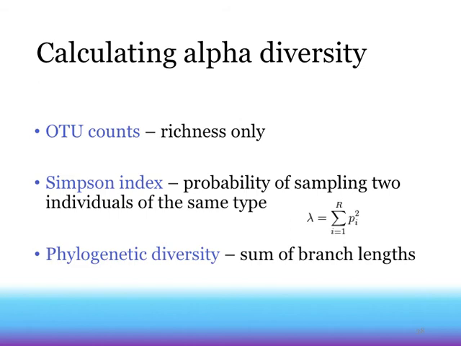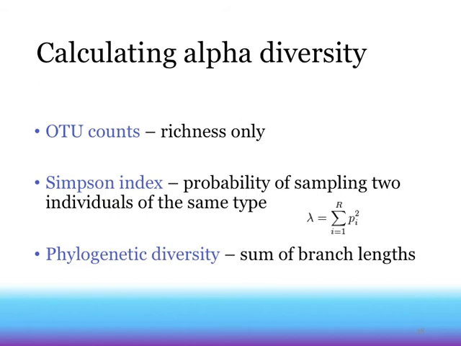Right, so richness would say 10 and 10. So Shannon would take into account that this has 10 species, but it's 90%, 1%, 1%, 1%, 1%, right? And this one is 10%, 10%, 10%. So richness would not distinguish them. Shannon diversity or the Simpson index would.